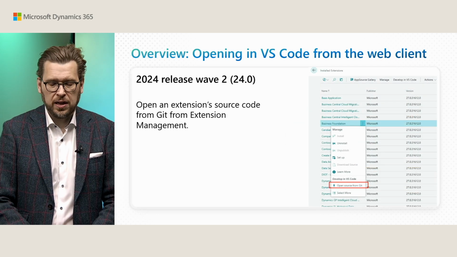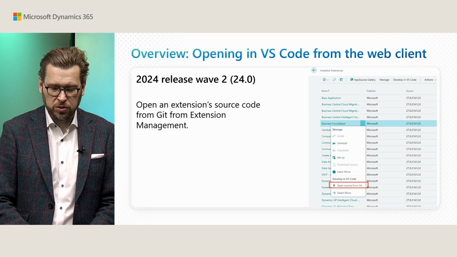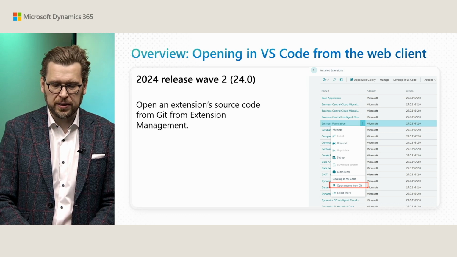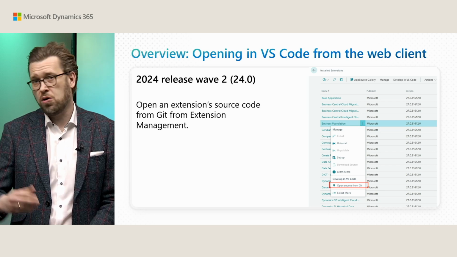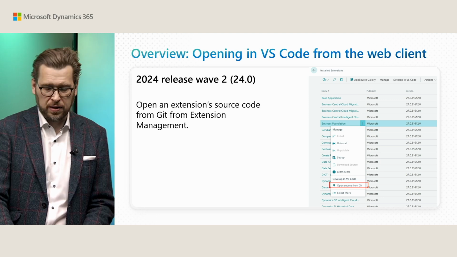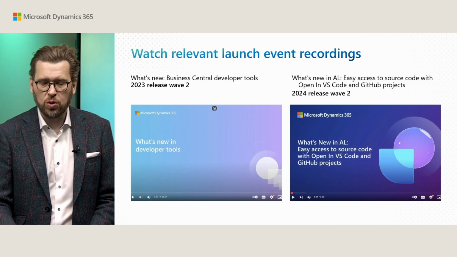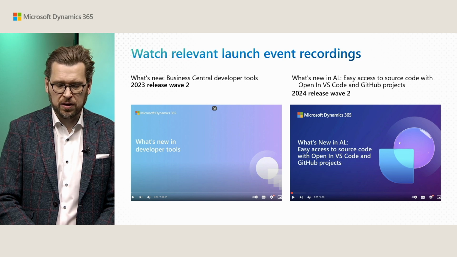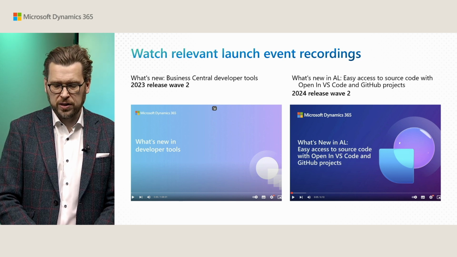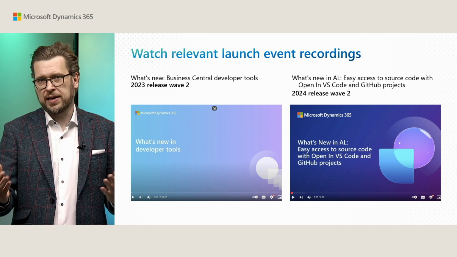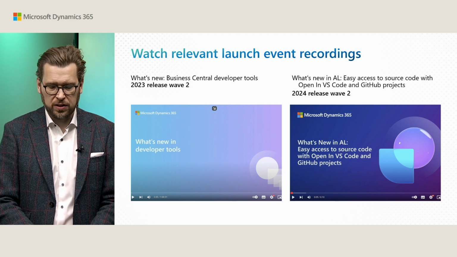Then, in the last release, we added the ability to open extension source code when it has a link to a Git repo, for instance, as a result of building it in an AL-Go for GitHub pipeline. And hopefully you're using this or another DevOps solution to automate and streamline your development and deployment lifecycle. If you want to know more about these features, watch the launch event sessions that we did on this in 2023 release wave 2 and 2024 release wave 2. And we'll provide links in the description for this video.